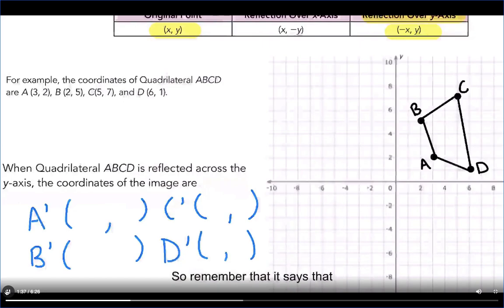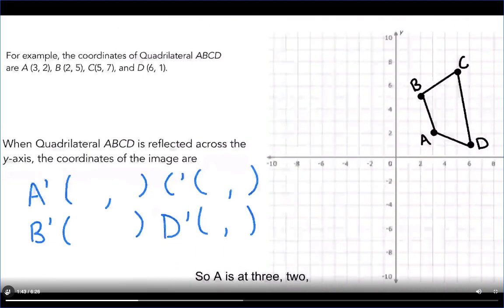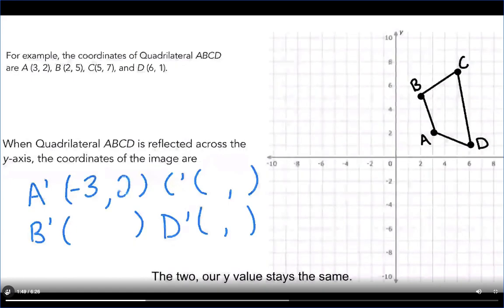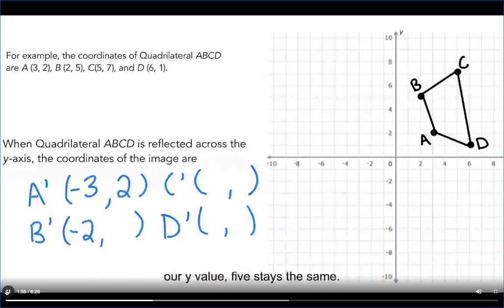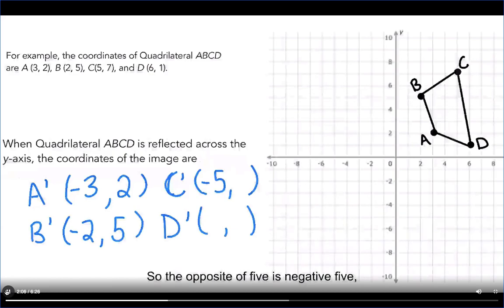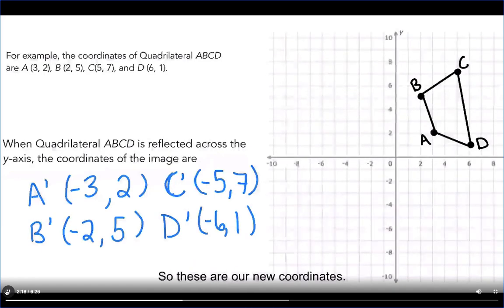So remember that it's the opposite of x. A is at 3, 2, so the opposite of 3 is negative 3. The 2, our y value, stays the same. For B, it's 2, but the opposite of 2 is negative 2. Our y value, 5, stays the same. For C, our x value is 5, so the opposite of 5 is negative 5. Our y value 7 stays the same. And for D, the opposite of 6 is negative 6, and our y value stays the same, so it's 1. So these are our new coordinates.